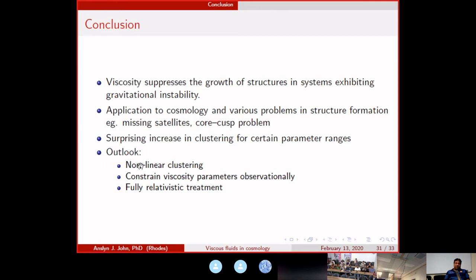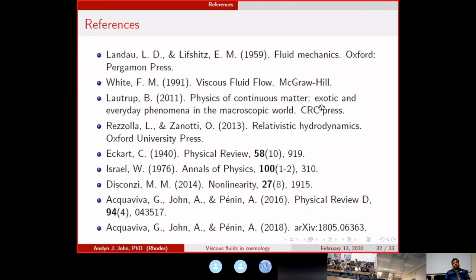Further developments include looking at the nonlinear stages. This was a purely linear treatment. There's lots of observational work to be done relating what astronomers see to our model parameters. And of course, this can also be extended to a full relativistic treatment, where we'd expect these results to survive in a limiting case. Okay, so that's essentially the main result of this work. And to go on, I'll state a couple of references.